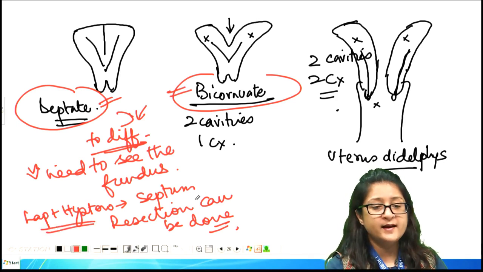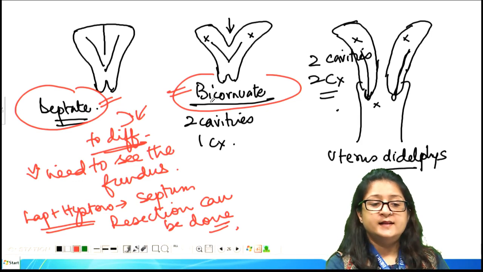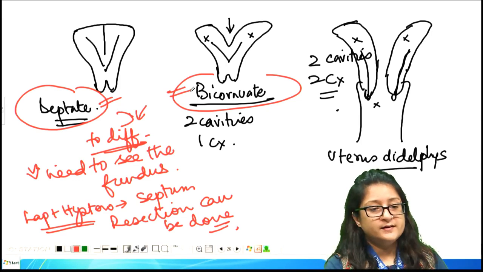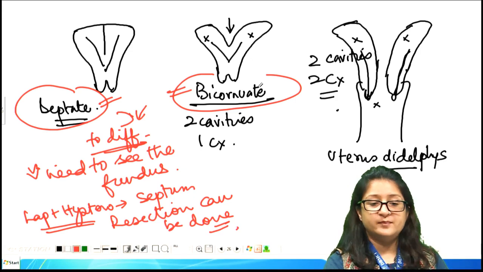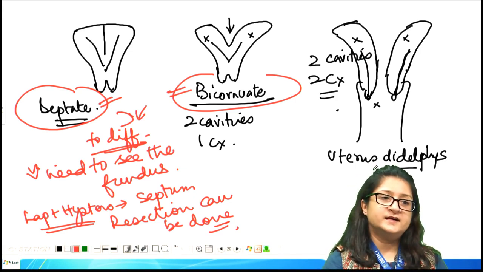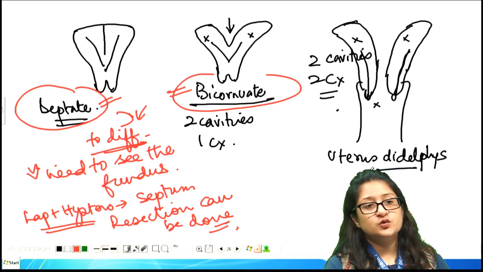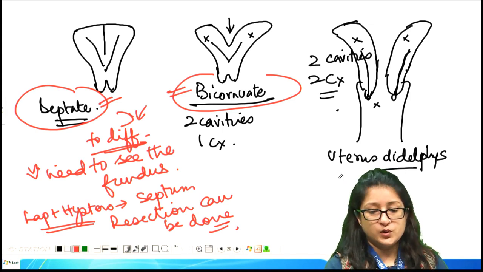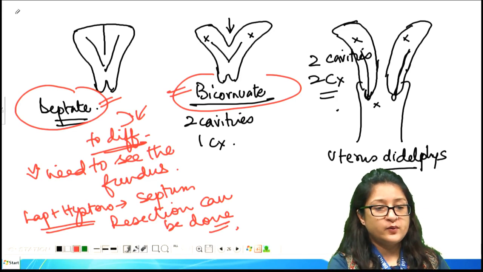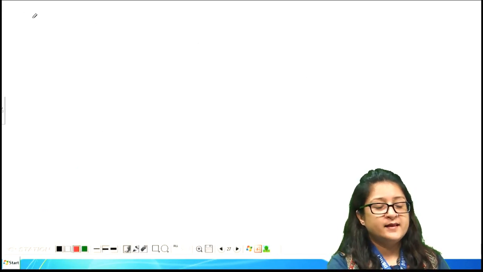So this is what is important to remember in terms of septate and bicornuate uterus, the investigations of choice there. And another important point that you have to remember is that these abnormalities, like bicornuate uterus or uterus didelphis, if incidentally diagnosed, they need not be treated unless they are associated with habitual abortions, all right.